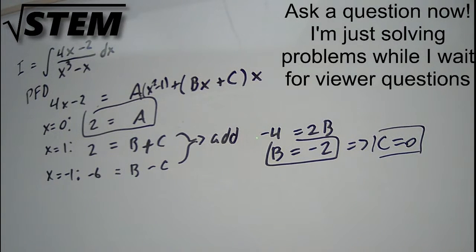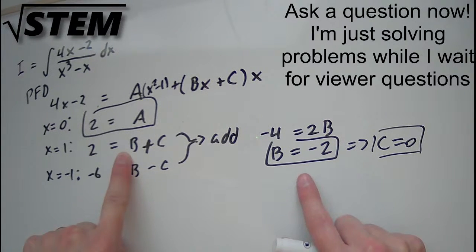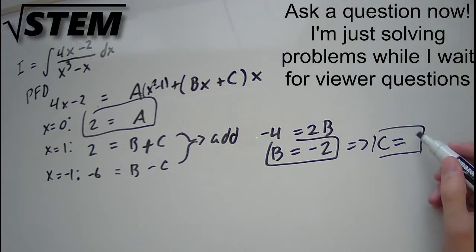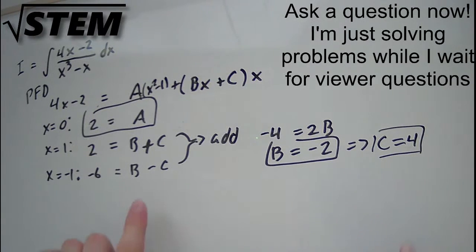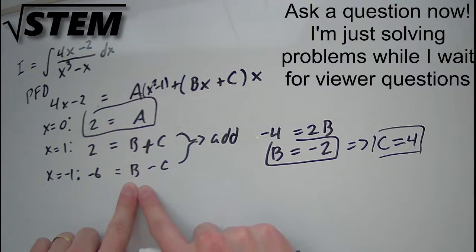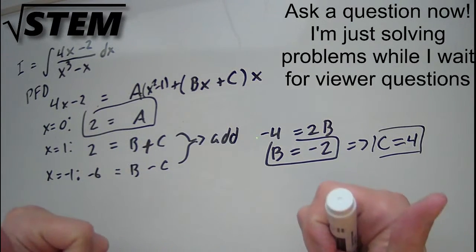Wait, that doesn't make any sense. How could c be 0? Because then we would have negative, no, hold on. You add 2, c would be 4. Duh. Okay. Does that make sense? 4 minus 2 is 2. Negative 2 minus 4 is negative 6. That works. Okay.